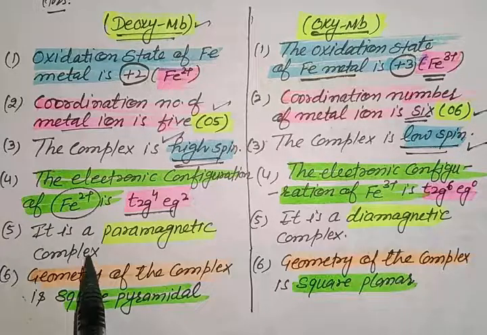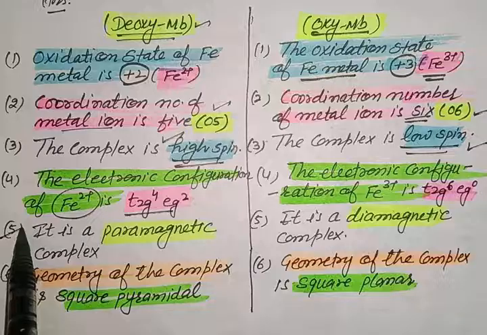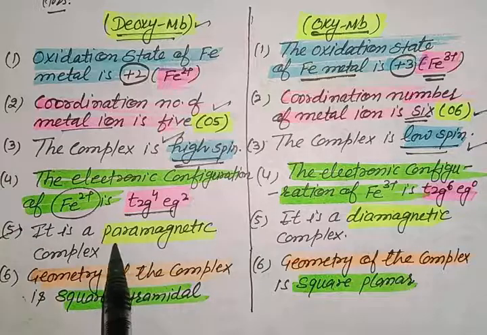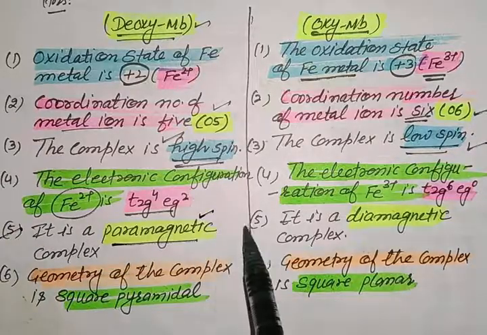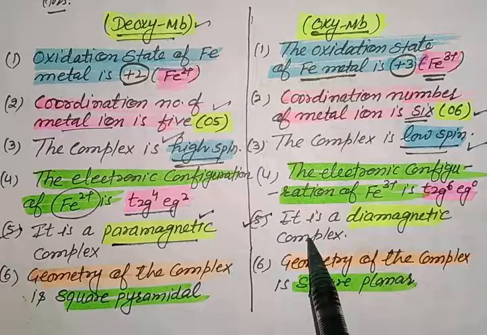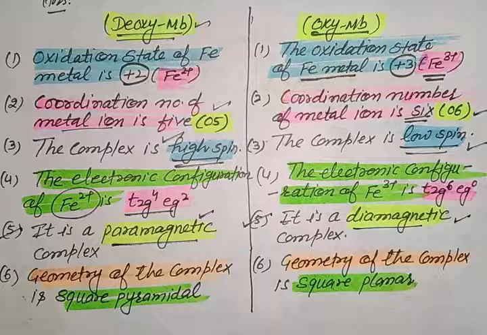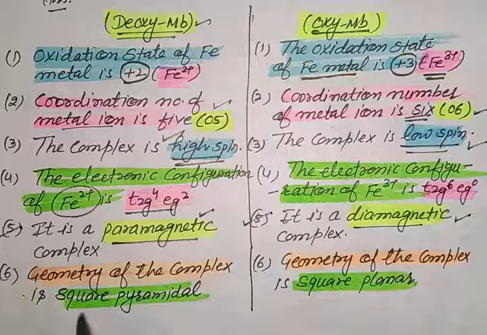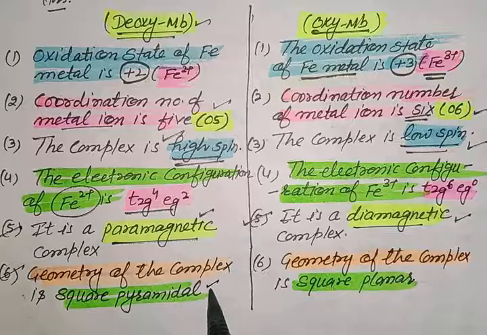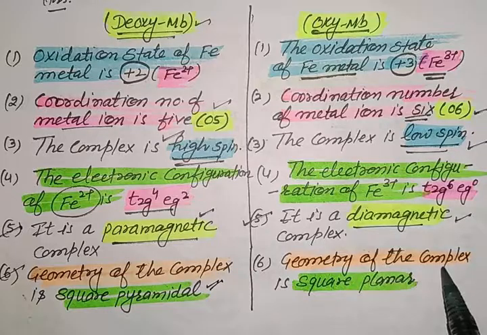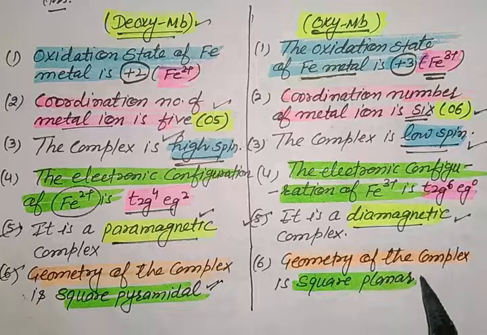Unpaired electrons are present in deoxymyoglobin, so it is a paramagnetic complex. Unpaired electrons in the d orbitals are absent in oxymyoglobin, so it is a diamagnetic complex. And finally, we know that the geometry of the deoxymyoglobin complex is square pyramidal, while the geometry of the oxymyoglobin complex is square planar.